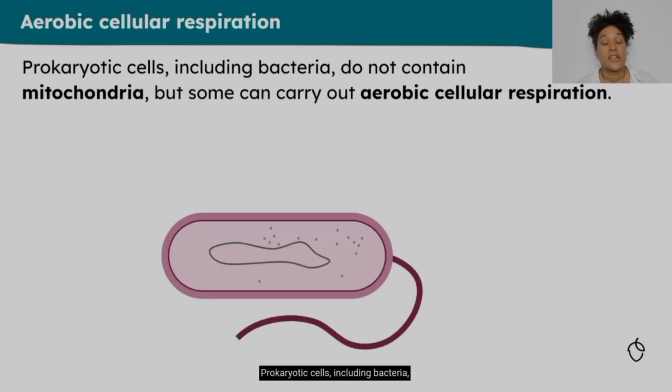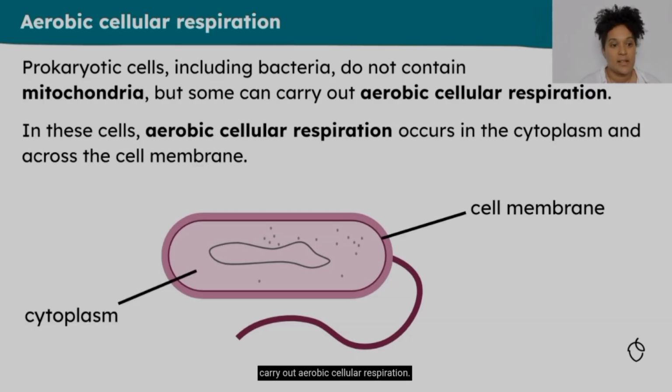Prokaryotic cells, including bacteria, don't contain mitochondria. They're too small. Mitochondria are bigger than prokaryotes, so they can't fit inside them. But some prokaryotes do still carry out aerobic cellular respiration. And in these cells, aerobic cellular respiration can't occur in the mitochondria, as they don't have any mitochondria. It occurs in the cytoplasm and across the cell membrane of these cells.